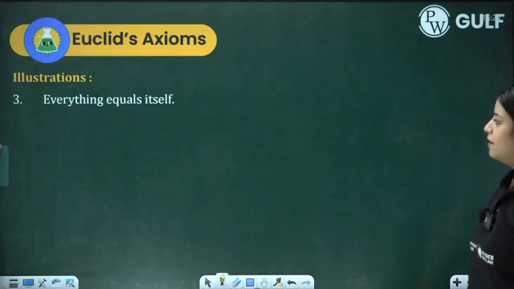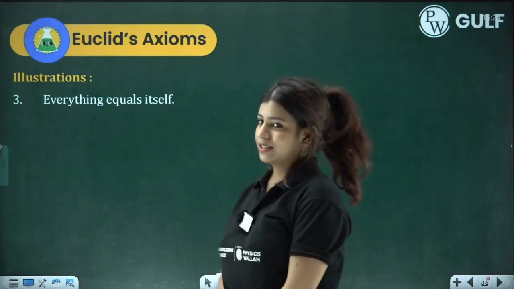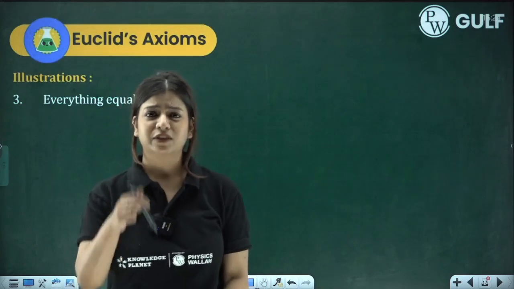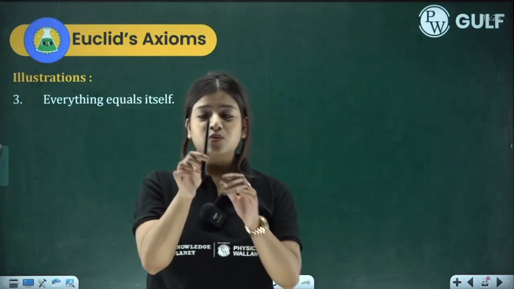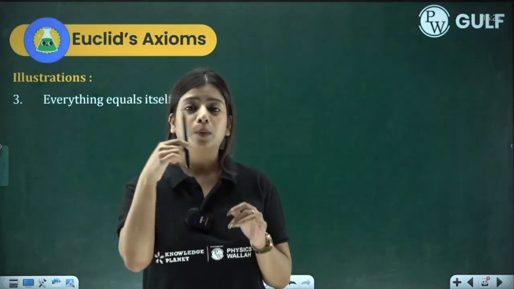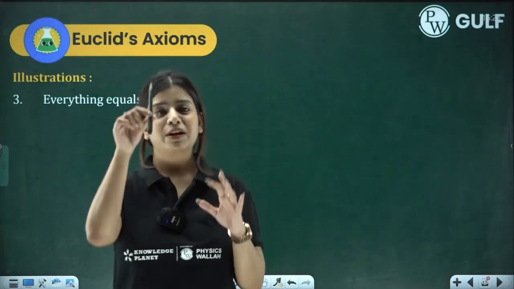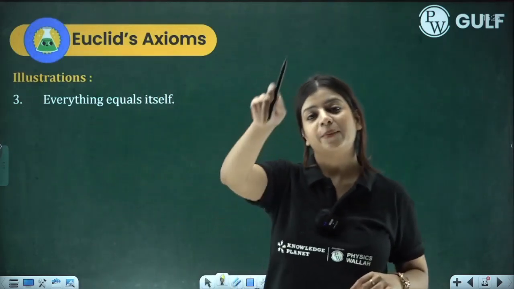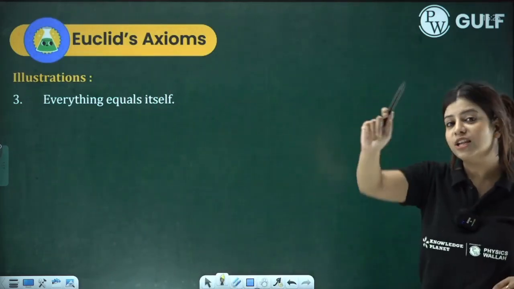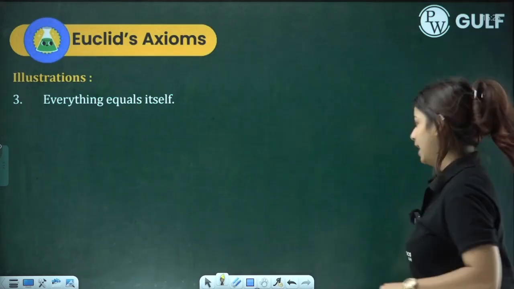The next we have is everything equals itself. This is for sure. If I were to get one same pen, or if I have to duplicate this pen, that duplicated pen will always be equal to the original pen that is here in my hand.